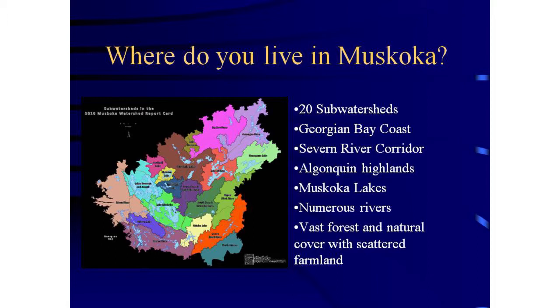Of course, the Algonquin Highlands in the northeast, you get higher elevation, you get more snow load in there. It's cooler and earlier in the fall. The large Muskoka lakes, the three Muskoka lakes: Lake Rosseau, Lake Joseph, Lake Muskoka. Numerous rivers and vast forest and natural cover that's scattered throughout farmland. So it's an amazing landscape.